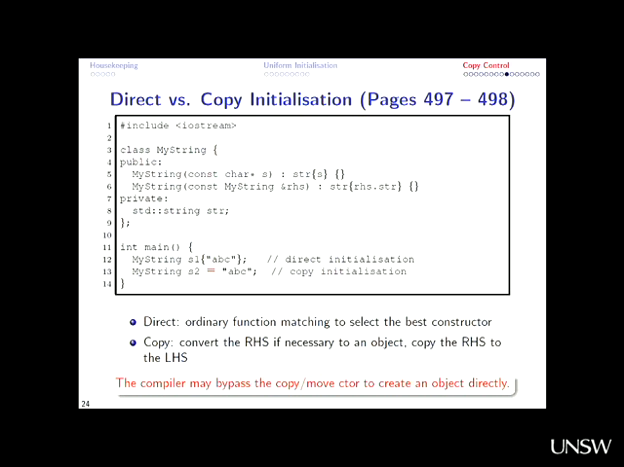I have a constructor that takes in a char star, and using uniform initialization, it converts that char star into a string. So it converts the C-style string into a C++ style string. The constructor does that. I then have a copy constructor that copies the data in one myString class into a second myString class.